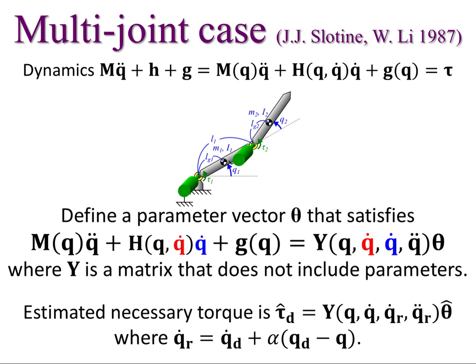Because we use such a vector qr, adaptive control is slightly more complicated than in the case of the computed torque method, but the principle for calculating the required torque is the same. The reason why we introduce this difference is that we need to use it in the stability analysis.